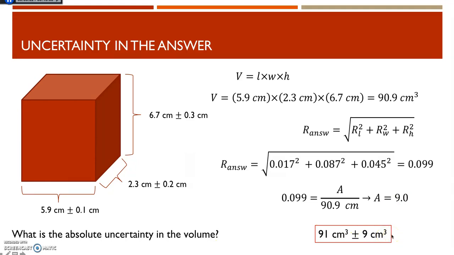Again, I want to point out very clearly that my relative error in my answer, or the error in my answer in general, is greater than the error in any individual measurement that goes into this calculation. So here, the error for the length was 1.7%. The error for the width was 8.7%. The error for the height was 4.5%. And when you get your answer, the error in the answer is 9.9%. So we're almost at 10% here. That is larger than any of the other error values.